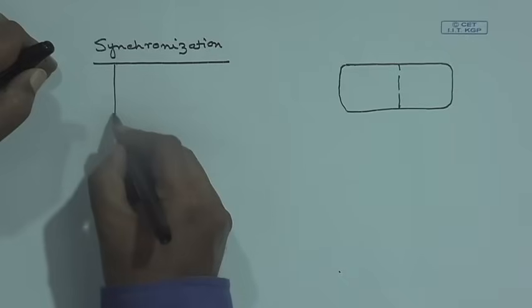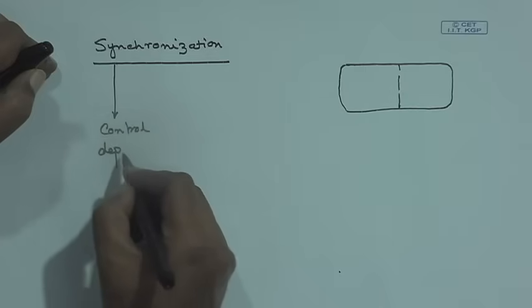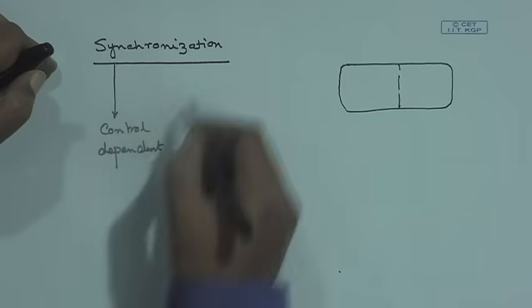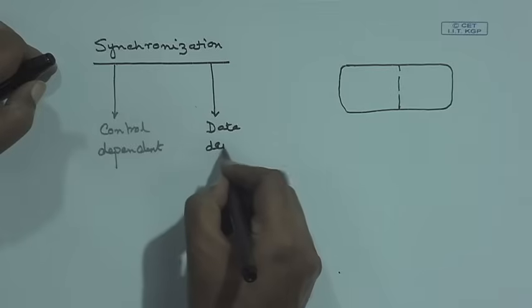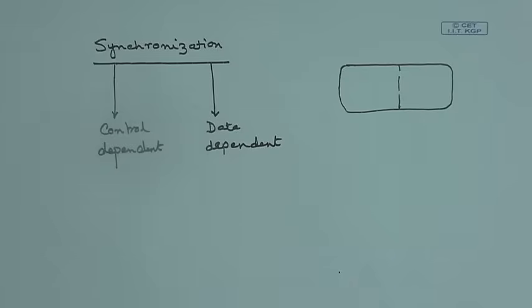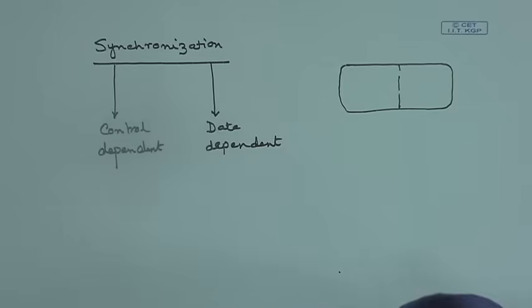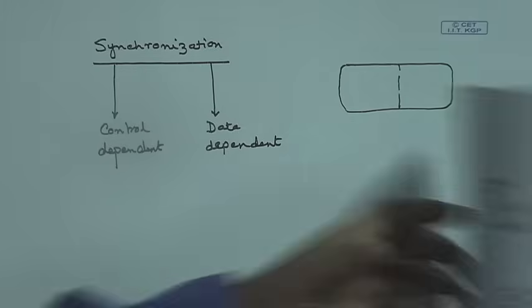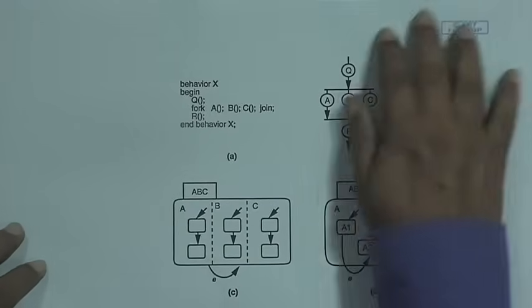Now, there can be two types of synchronization. One is control dependent synchronization, another is data dependent synchronization. I will show you an example of different types of synchronizations. So, here is a control dependent synchronization example.